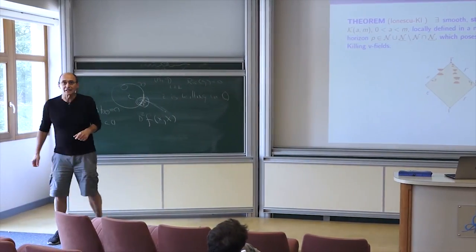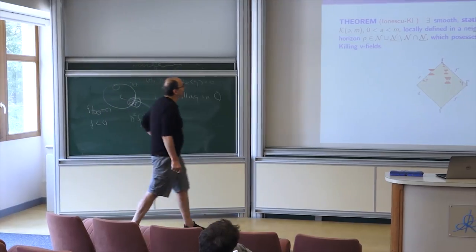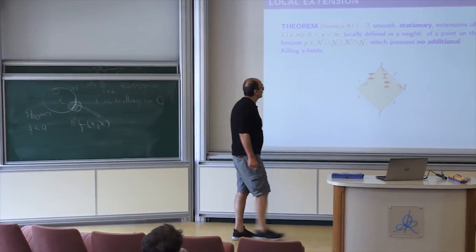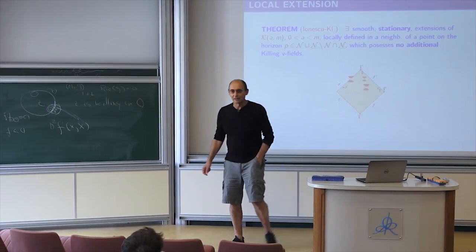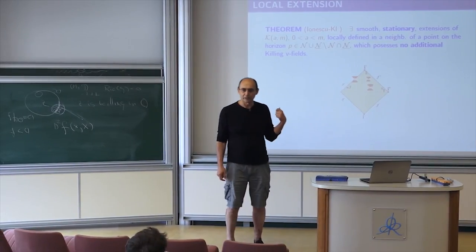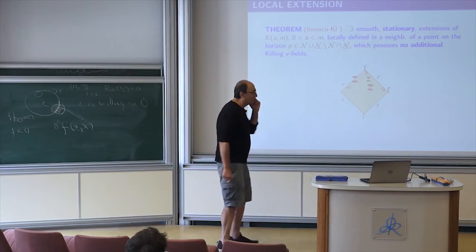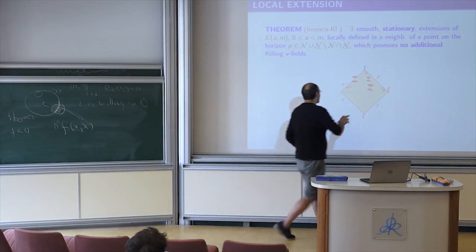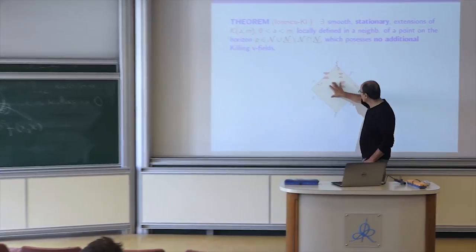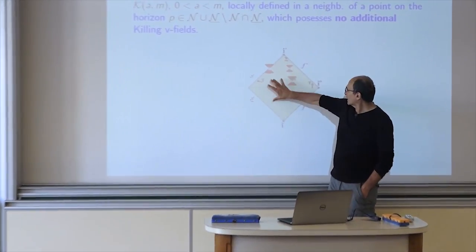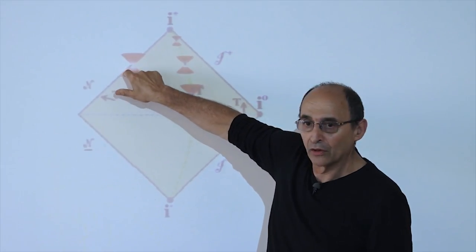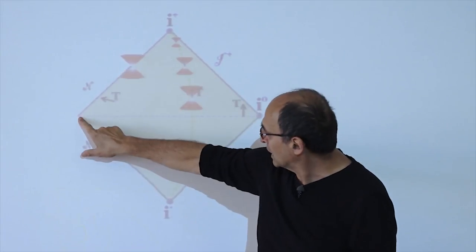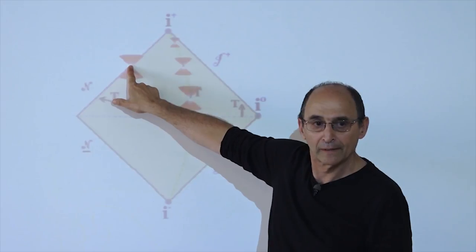Now, here is a second result, which in a sense, Slava, answers some of your questions, right? So here is a second result, which says the following. Let me describe the picture here. So again, you have the Kerr solution. Think of it as a Kerr solution. Take any point on the boundary, on the horizon, but not here. Take any point here, all right?